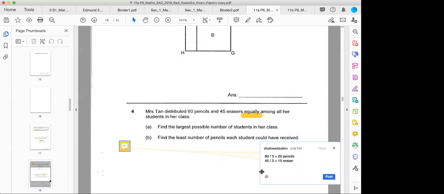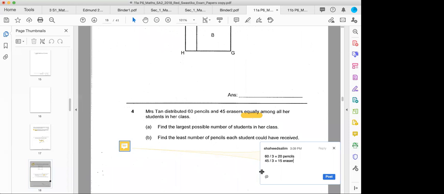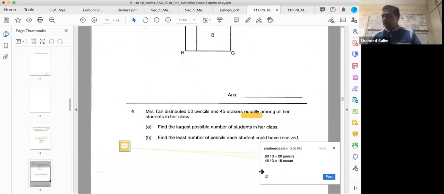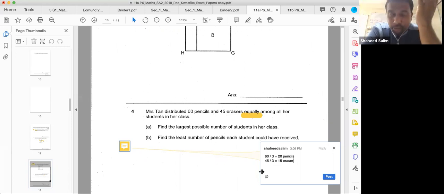But if I do 60 divided by 15, what do you get? 4. And 45 divided by 15 is 3. Good. So now you are assuming the answer would be the biggest number actually. But how do I explain this?